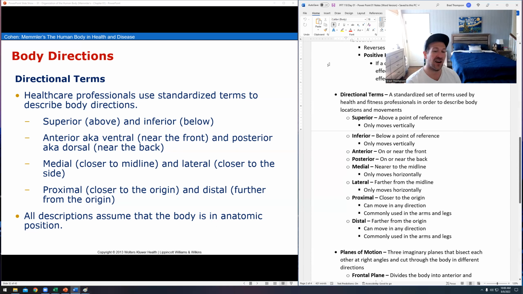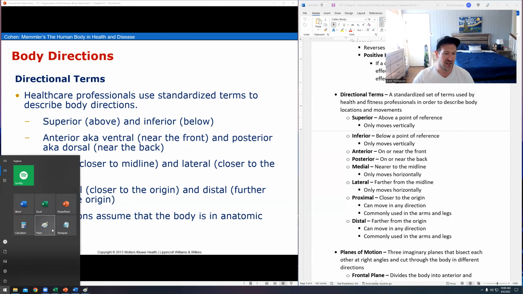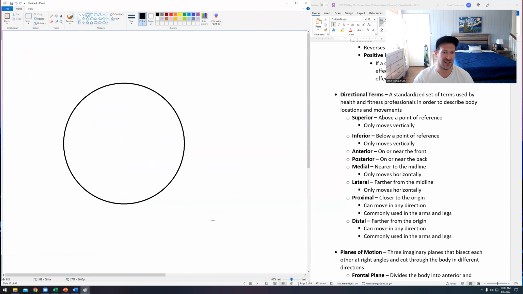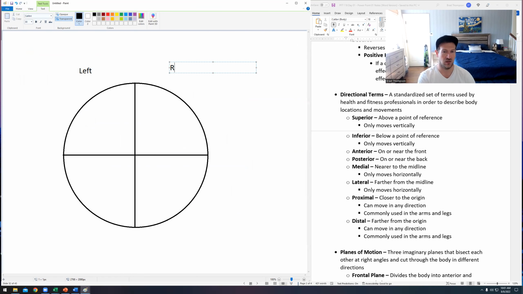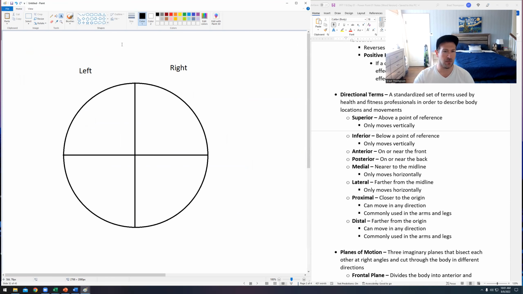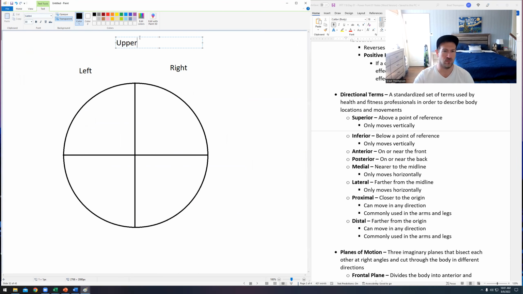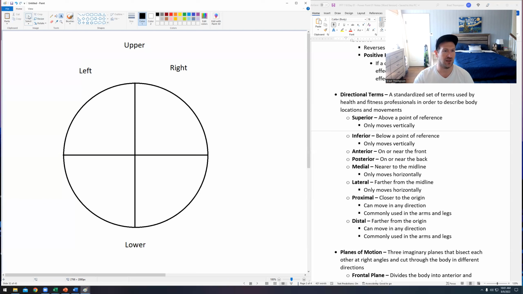So here are the main directional terms inside the body. We'll go ahead and use a circle here, that's how I like to do this. We'll divide this circle into four sections. We've got the left, the right, the upper, and the lower. And those aren't necessarily directional terms, they're just going to be kind of helpful. I don't know why I put left and right up here.